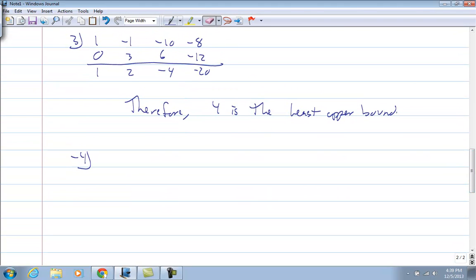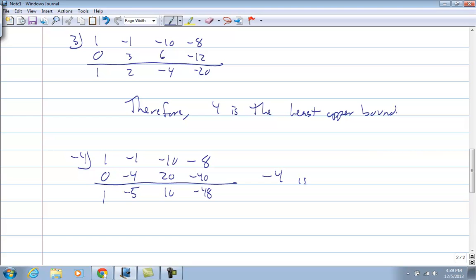Now let's try to find the lower bound. So I have 1, negative 1, negative 10, negative 8. Negative 4 times 1 is negative 4. That's going to be 20. And that's negative 40, so we get negative 48. So negative 4 is a lower bound.